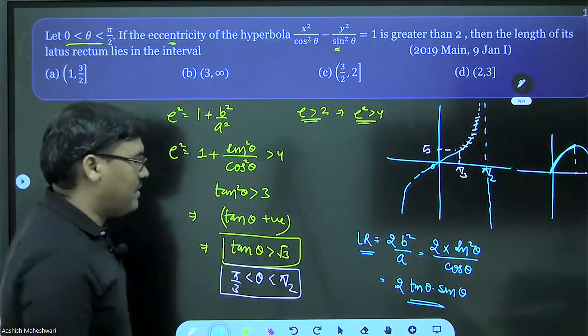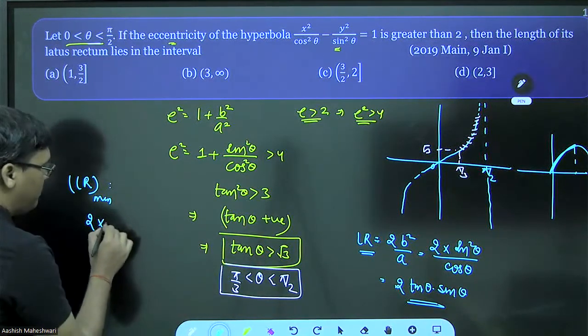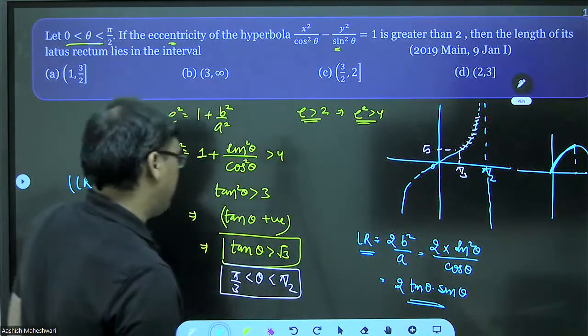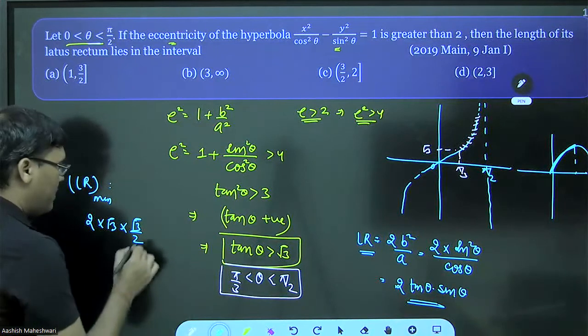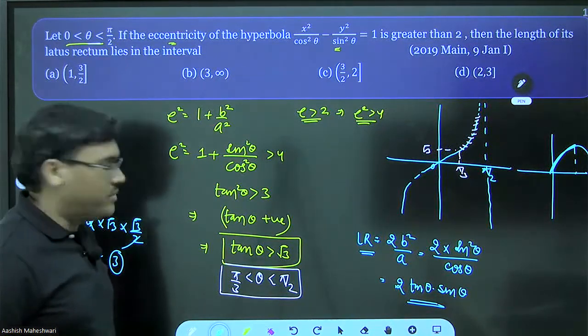If I put pi by 3, this is 2 tan pi by 3. What is tan pi by 3? Root 3. Okay. And what is sin pi by 3? Sin 60 is root 3 by 2. So yeah, you can see what is the minimum possible value? 3. I hope this is clear.